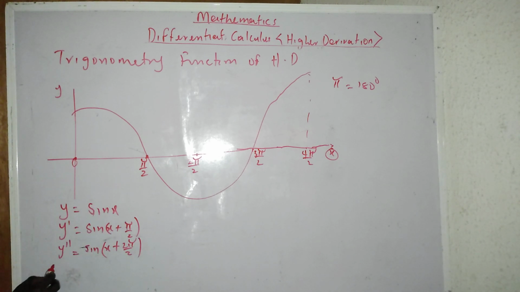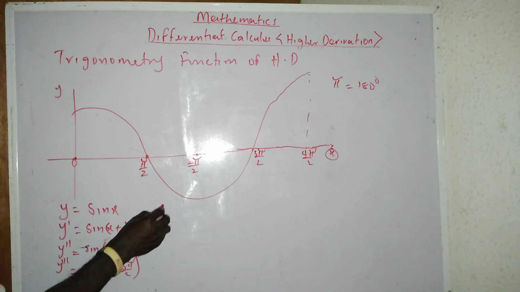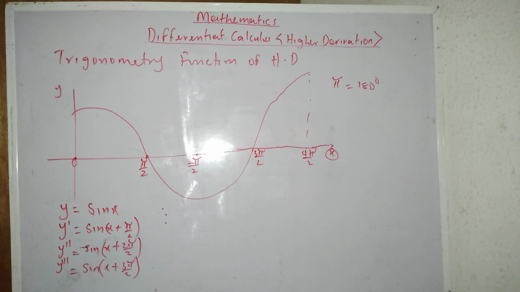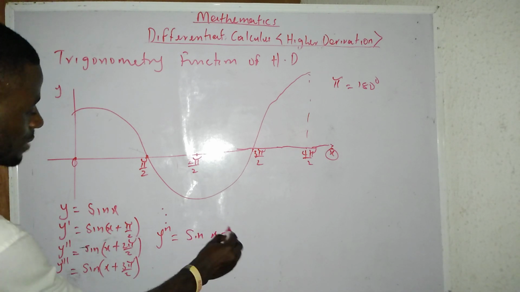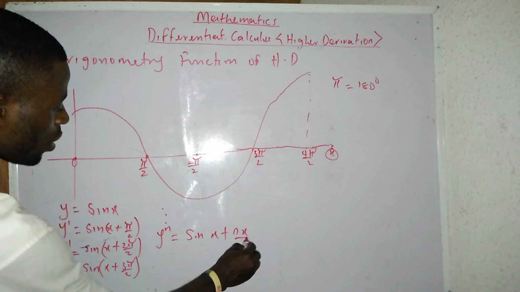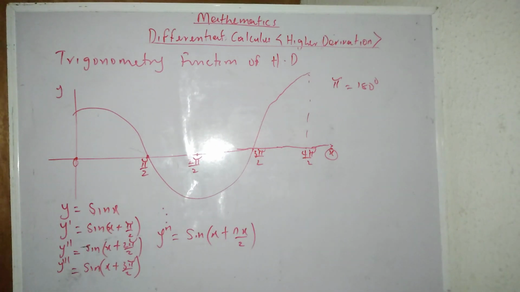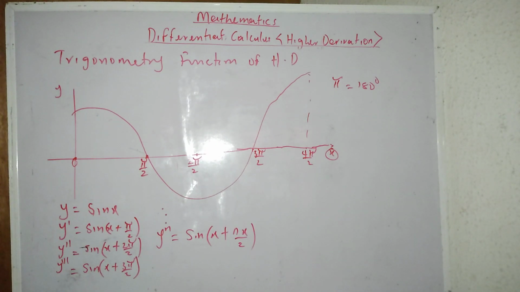At the third period, I'll have sine of x plus 3 pi all over 2. Now I can take it to the nth period. If I'm talking about my nth period, which is y of n, it will be sine of x plus n pi all over 2. That is for sine.